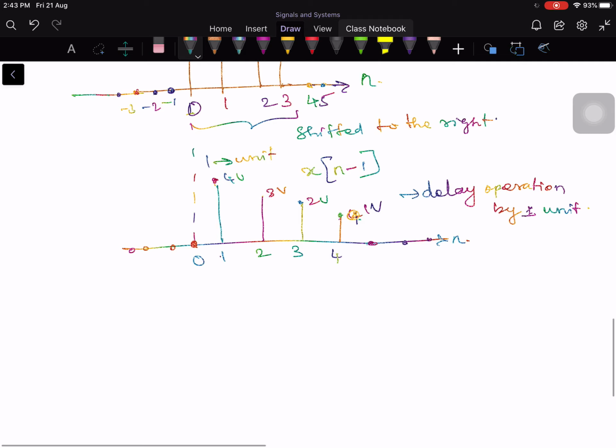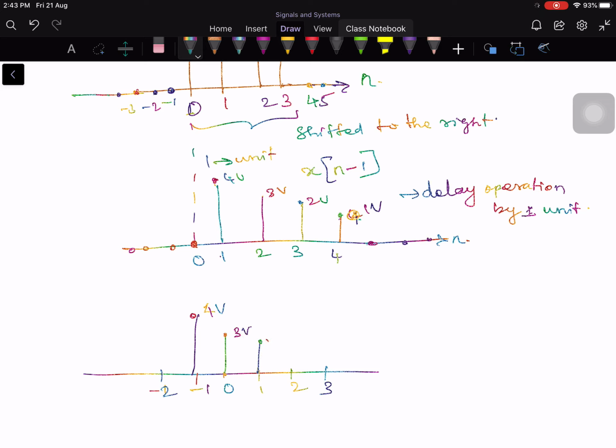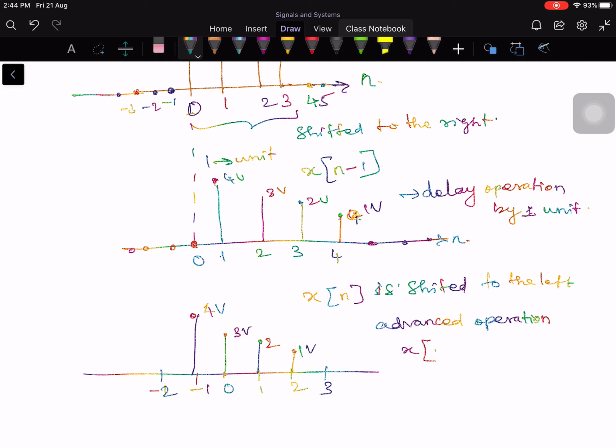Similarly, I can shift the signal by 2 units, maybe like this: -2, -1, 0, 1, 2, 3. Then let me have 4 volts here, then 3 volts, 2 volts and 1 volt. Now the signal x of n is shifted to the left, and this operation is called an advance operation. You can also write this advance operation as x of n plus 1. So whenever you put +1 here, it indicates an advance operation, and if you put -1, then it indicates a delay operation.